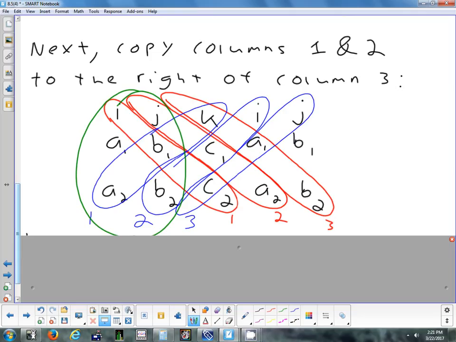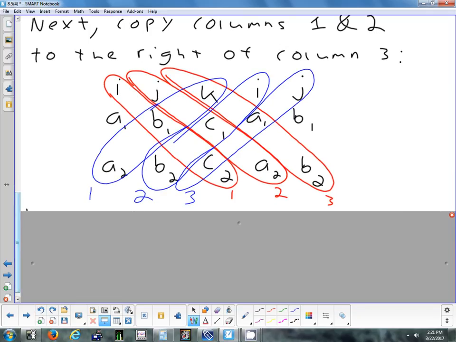Okay, so the I and J got copied to the end, the A and B got copied to the end, and the A and B got copied to the end. Yep. When I refer to columns 1 and 2, that's column 1, that's column 2. Copy them to the end. Okay, so as far as setting up the problem to be able to solve it, that's it. That's all. That's what you have to set up.